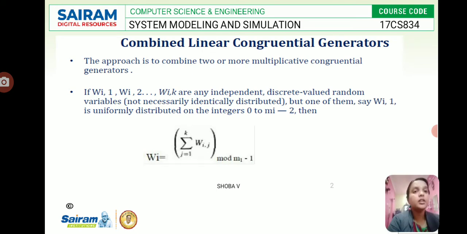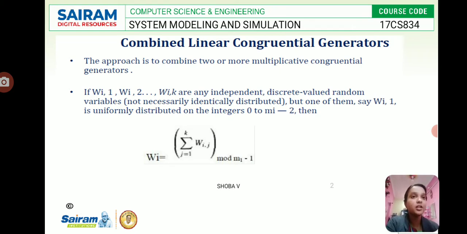Combined linear congruential generators. The main thing, one fruitful approach, is to combine two or more multiplicative congruential generators in such a way that the combined generators are independent, discrete valued random variables and not necessarily identically distributed. Here we can see the formula, which is uniformly distributed on the integers from 0 to mi minus 1. That is, Wi is equal to summation j equal to 1 to k of Wij.